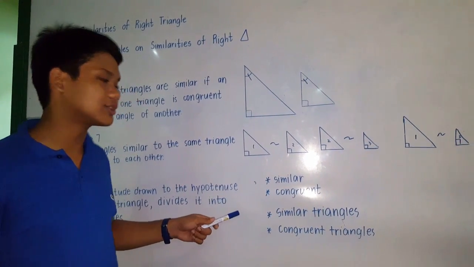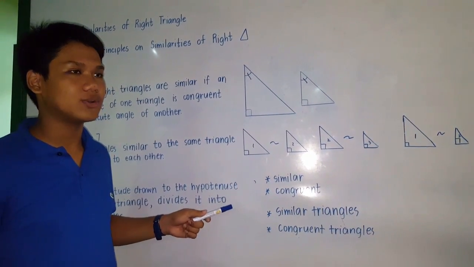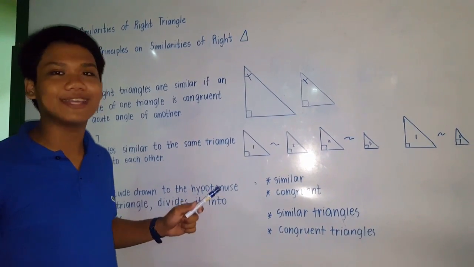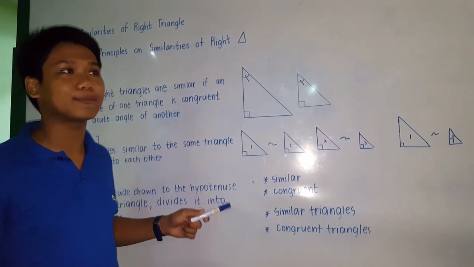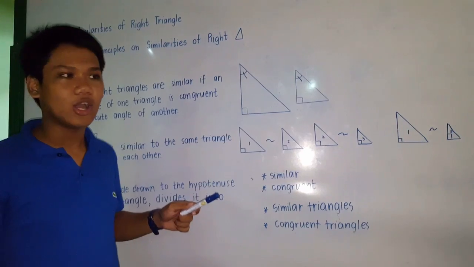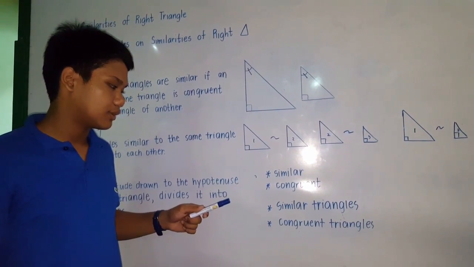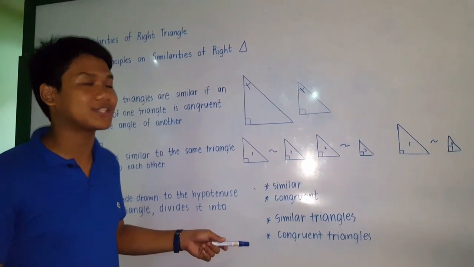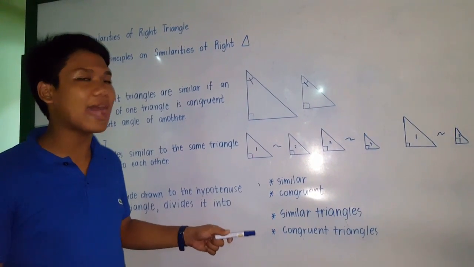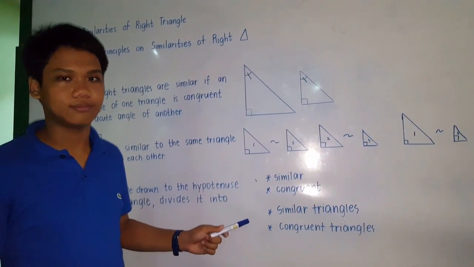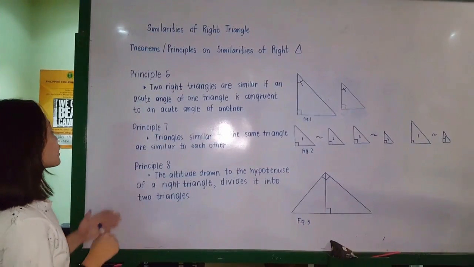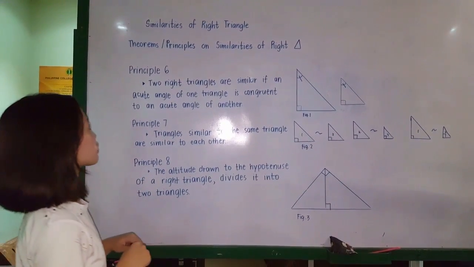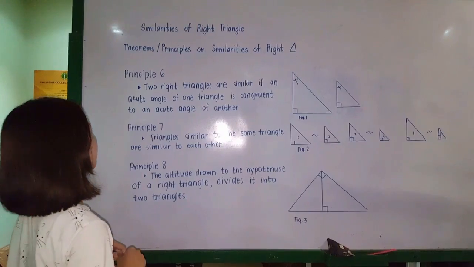Similar triangles are those triangles whose corresponding sides are in proportion and whose corresponding angles are congruent. In congruent triangles, the measurements of the sides and the angles are all congruent. Got it. Let us now proceed to the theorems, principles, and similarities of right triangles.